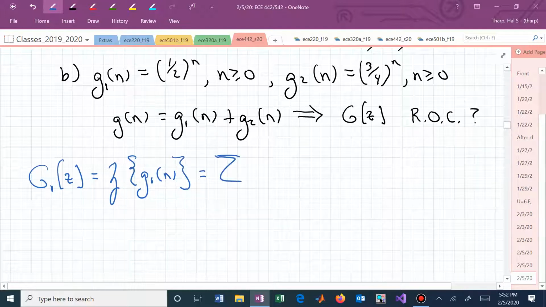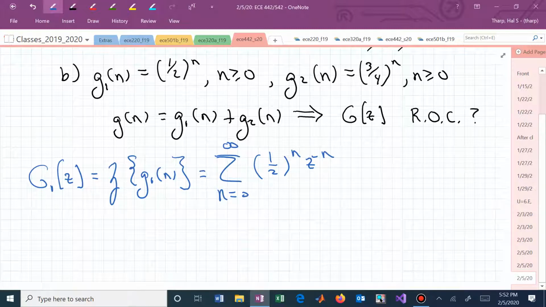That's now this summation, and this is only valid for non-negative little n's. We're summing from n equals 0 to infinity of 1/2 to the n, z to the minus n. That's the definition of the Z transform.